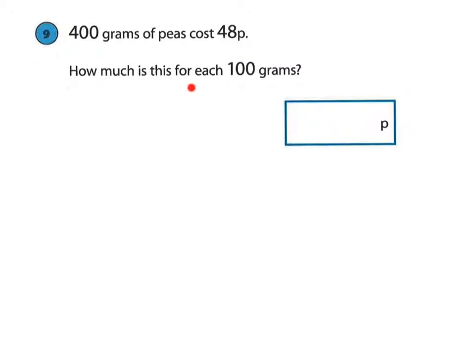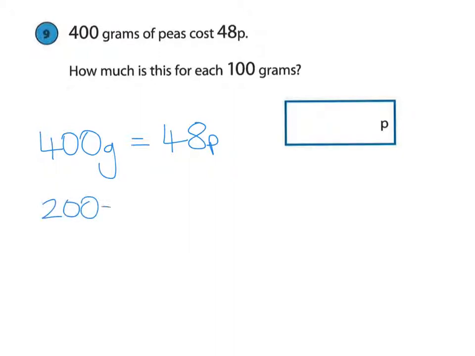How much is this for each 100 grams? If we just write down that 400 grams of peas cost 48 pence. If we then halve 400 grams, we can calculate the price for 200 grams of peas. We've halved the 400, so let's halve 48 pence. Half of 40 is 20, half of 8 is 4. Let's add those together. 24 pence for 200 grams.